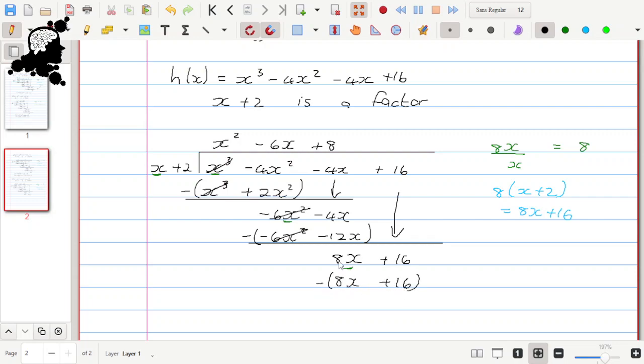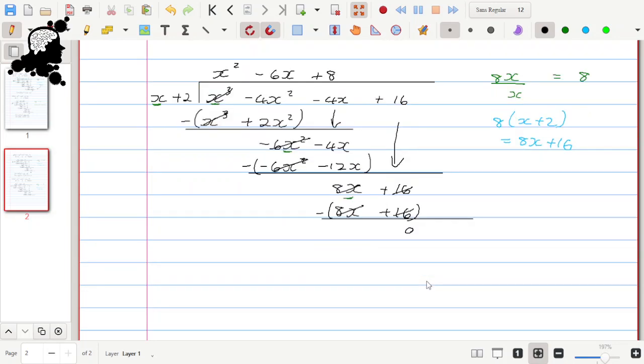Life is so great because now you're going to have 8x plus 16 there. Then what you do is you introduce a negative sign. Then you put a line right there. This is going to be 8x minus 8x, that's 0. 16 minus 16 is 0. We have 0, we are good to go. So now we can write down the factors of this expression as x plus 2 into x squared minus 6x plus 8. When we get to this point, we can factorize the quadratic factor.